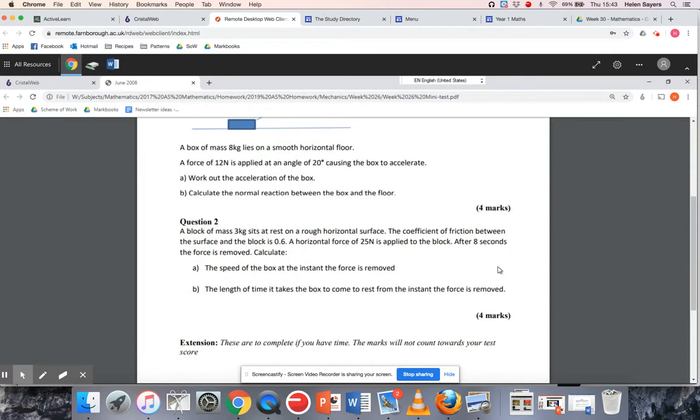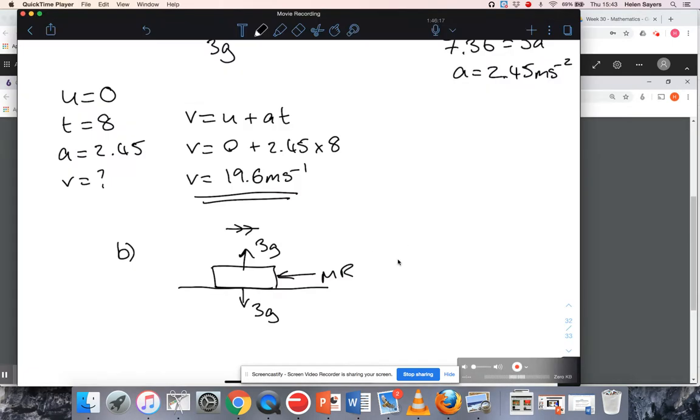Right, and part B, the length of time it takes the box to come to rest from the instant the force is removed. Okay, so when the force is removed, obviously acceleration is going to change. It's still going to be moving in that direction, so friction will still be working against it. R is not going to change, so the weight is still 3g, R is still 3g. So there's my new diagram. The only force is friction slowing that object down.